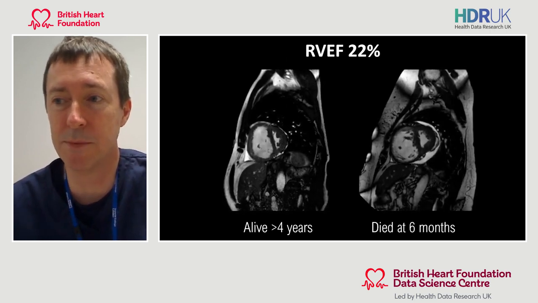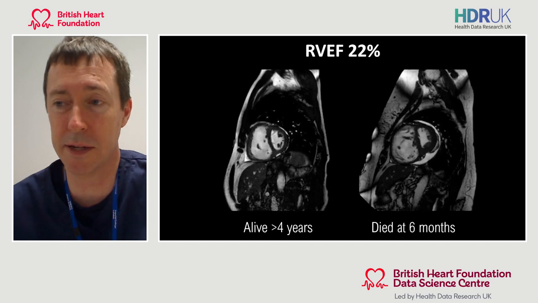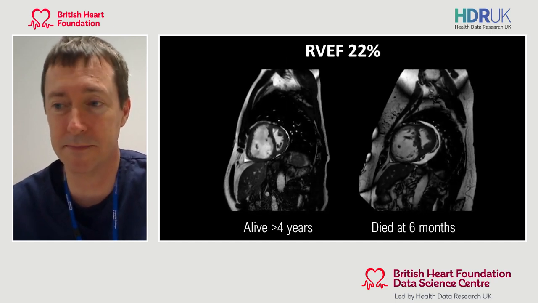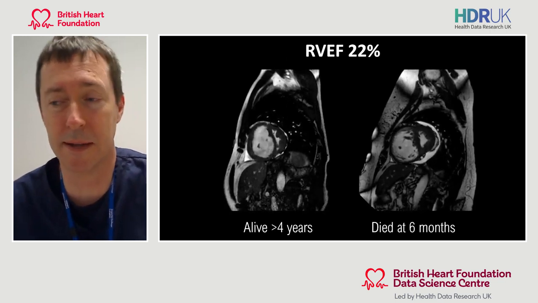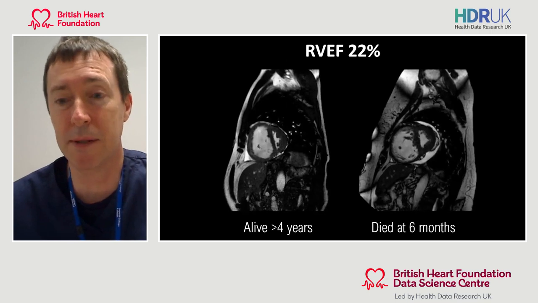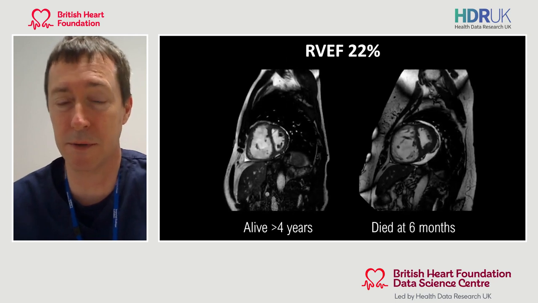But in this case, we have two patients here. They have the same value, 22% ejection fraction, showing severe impairment, but they have very different outcomes. One patient is alive after 4 years, the other dies at 6 months. So I think this points to the issue that many of the metrics that we commonly measure aren't very good for stratifying patients according to risk.